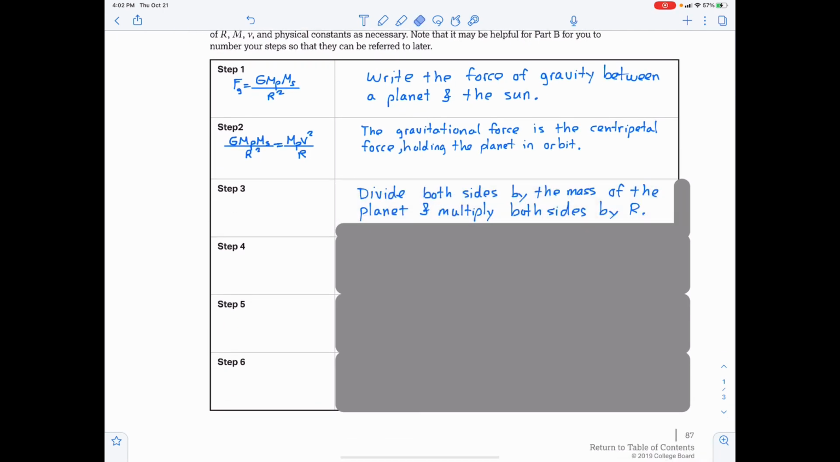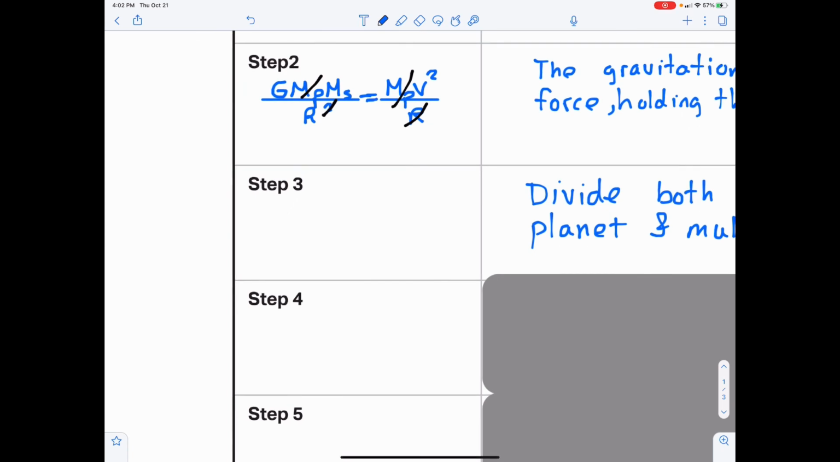Step 3. Divide both sides by the mass of the planet and multiply both sides by r. In other words, the mass of the planet cancels, and one factor of r cancels. And we have in step 3, G times the mass of the sun over r, the orbital radius of the planet, equals v squared.